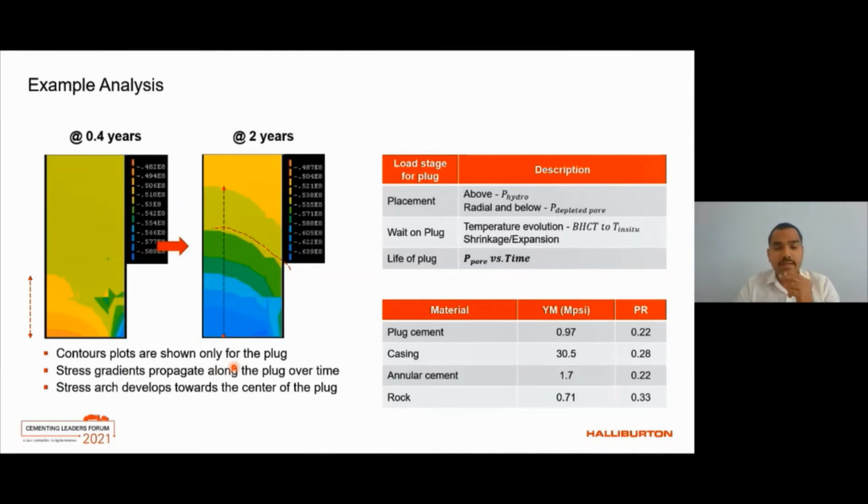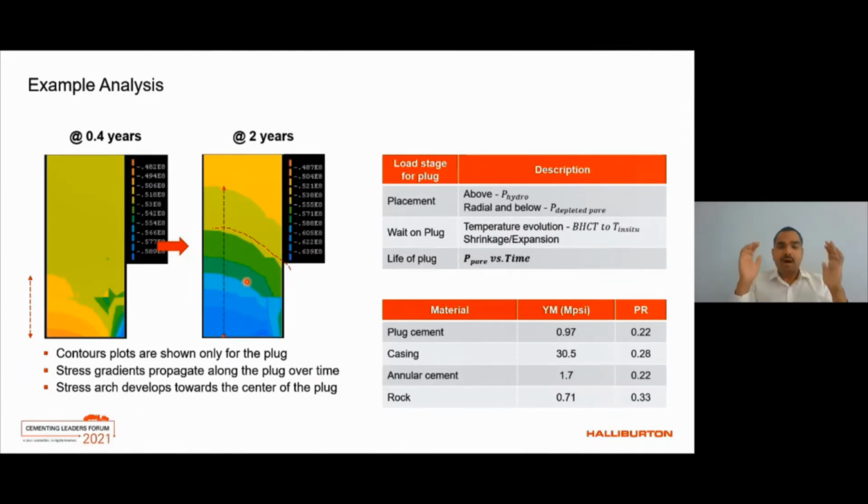There are two critical points of interest here that I highlighted with the dotted lines. They show the length of the propagation of the stress gradients and the stress arc that forms, connecting all the way from the bonded end of the plug, either to the casing or to the rock, depending on cased hole or open hole, to the center of the plug. Now, there is a significance for these two factors. As you can see, with time progressing, because the pore pressure is building with time at the bottom, you can see that the length of propagation of the gradients is increasing with time.